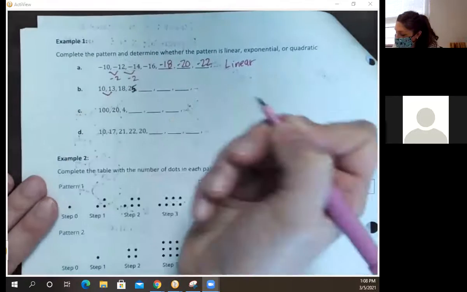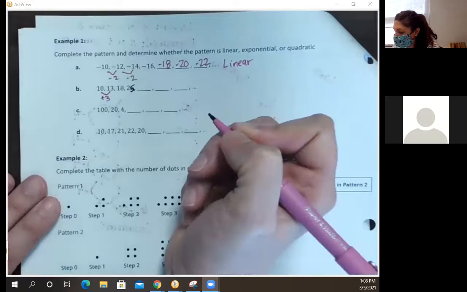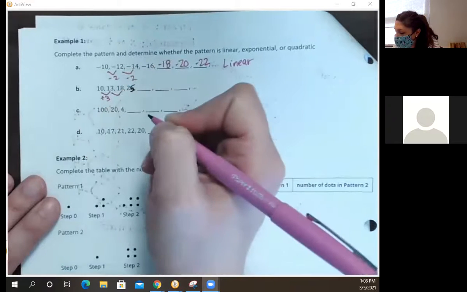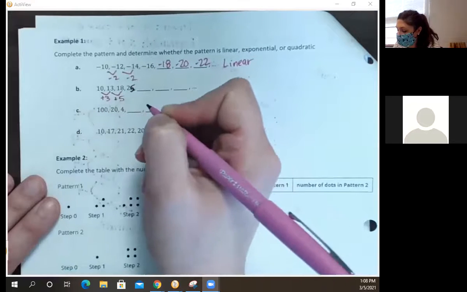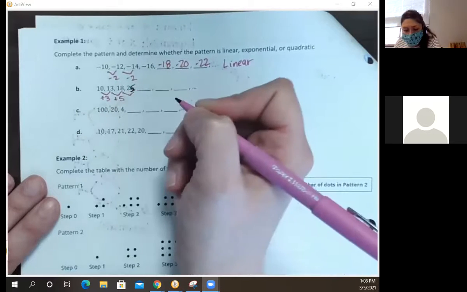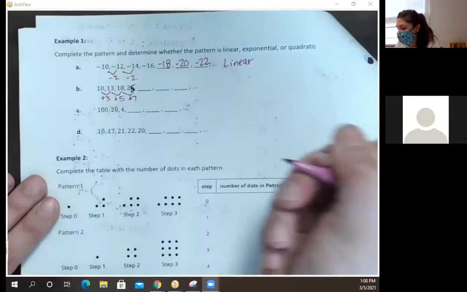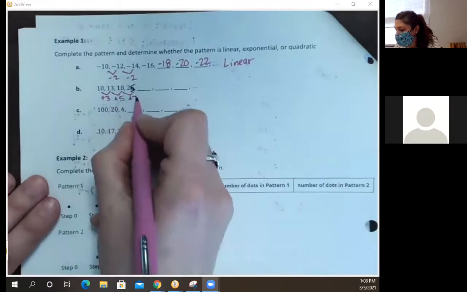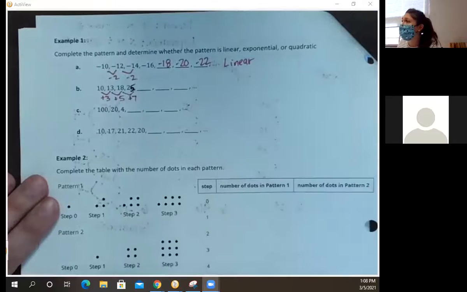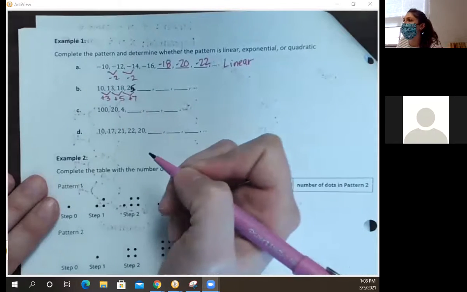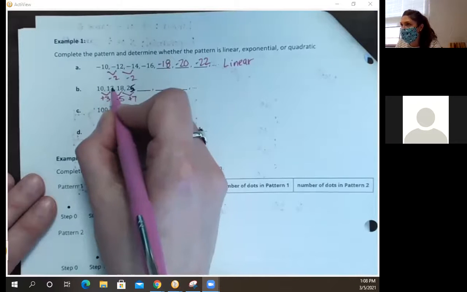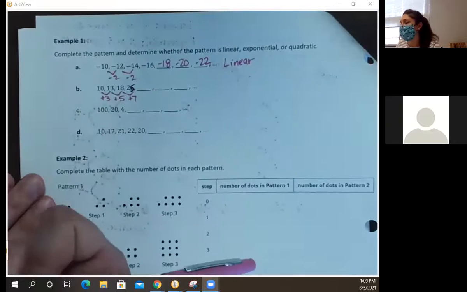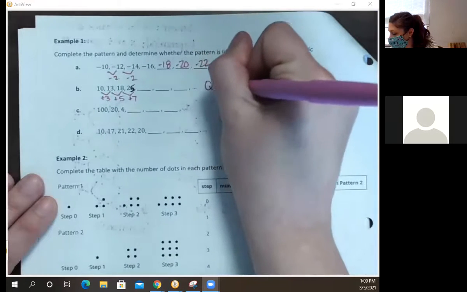So to get from 10 to 13, I add 3. To get from 13 to 18, I add 5. So it's not linear. To get from 18 to 25, I add 7. Do I see a pattern in these numbers? It's going to be quadratic because these numbers have a pattern. If I checked exponential, I can't multiply 10 by the same number to get 13 as I would have to multiply 13 by to get 18. I can't multiply by the same number each time. This is going to be quadratic.